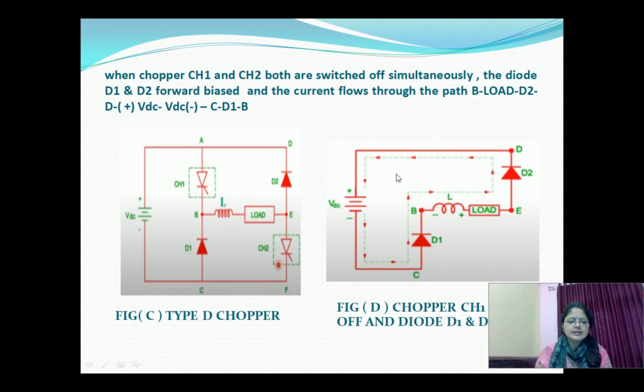When CH1 and CH2 are both switched off, the inductor releases its energy. When the inductor releases its energy, it changes its polarity. This means here negative, here positive. The path of current is like this. So we can say that this time the output current is positive and the output voltage is negative.